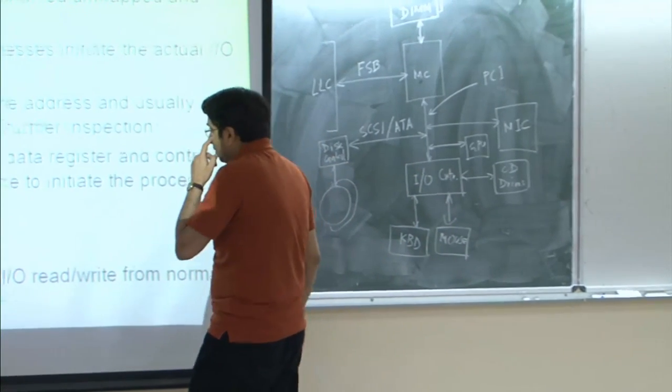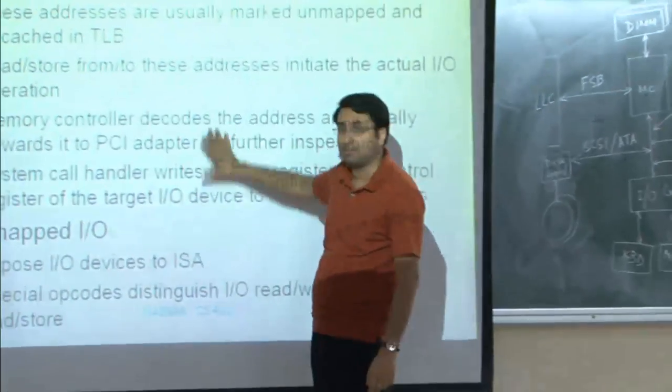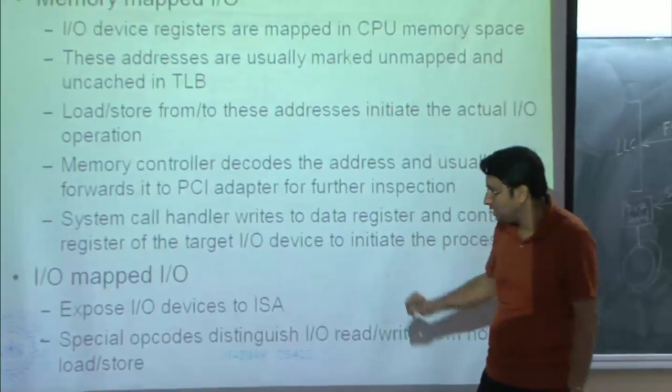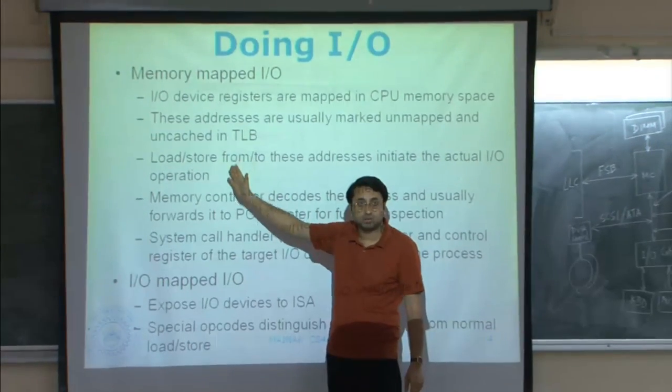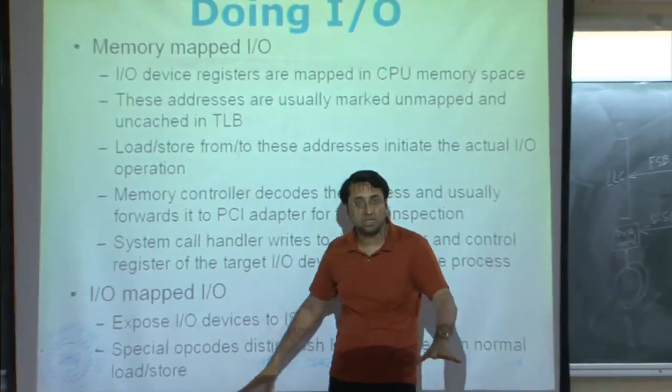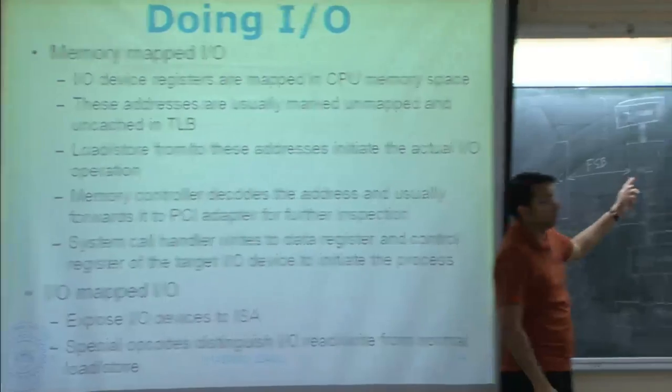The path will still be exactly identical, except that the processor will not look up the TLB to figure out what to do. Instead, the instruction will tell it to bypass caches, and the rest of the things will be the same from this point on.